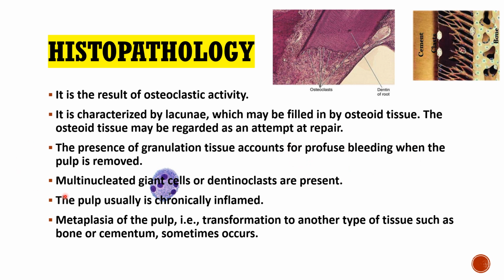The next thing is there will be multinucleated giant cells or dentinoclasts which are present. Then the pulp is chronically inflamed, and the next thing is there will be metaplasia of the pulp. This will be seen in the replacemental type of internal resorption. That means the transformation to another type of tissue such as bone. So the dentine is transformed or replaced into bone or cementum. So the metaplasia of the pulp is seen in the replacemental type of internal resorption.